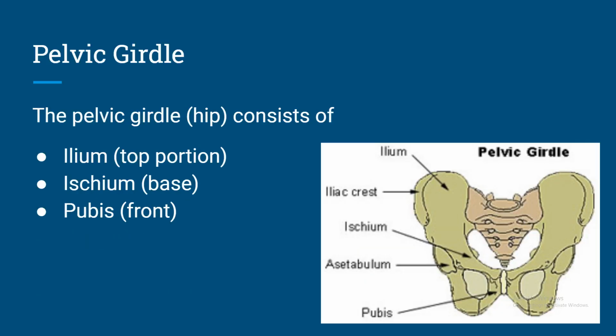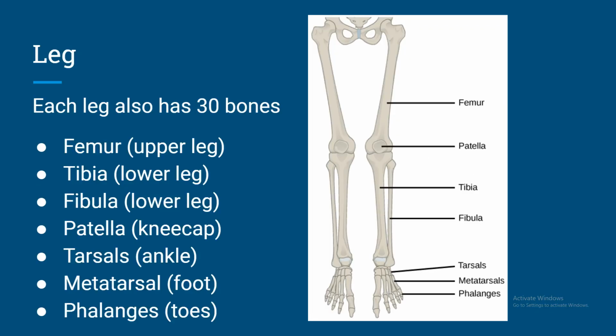Now move down to the hip, the pelvic girdle. And here are the names: ilium, ischium, and pubis. I hope I nailed it. I don't know. And move down to the leg, the final part.